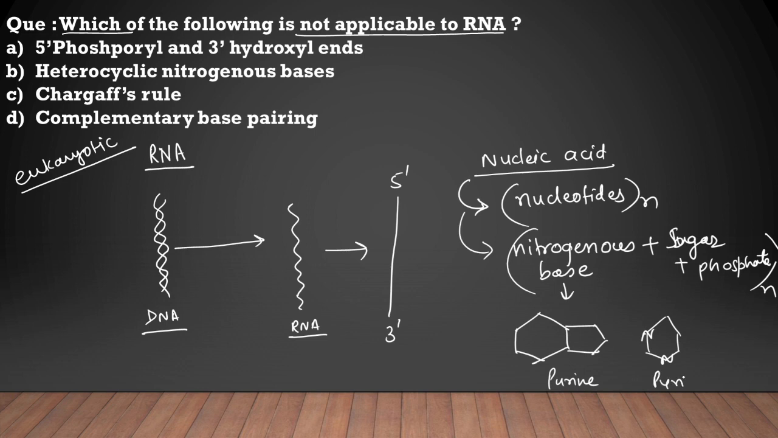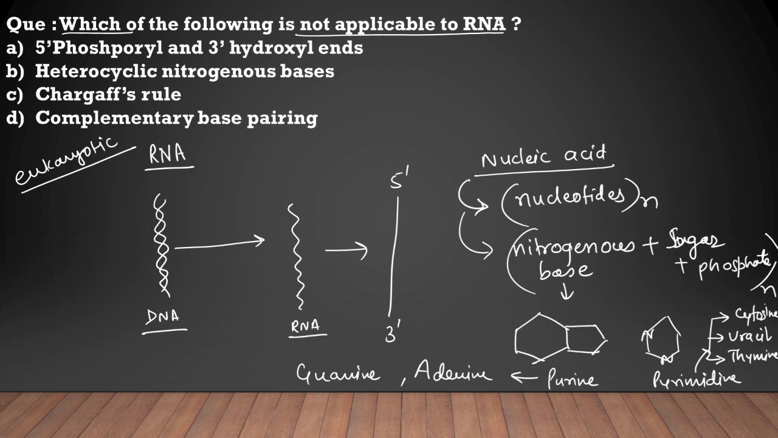Now let us understand the examples. Purines are adenine and guanine, the two examples of purine. Pyrimidines have three examples: cytosine, uracil and thymine. In a double-stranded structure, adenine pairs with thymine and guanine pairs with cytosine, and this is actually the Chargaff rule.